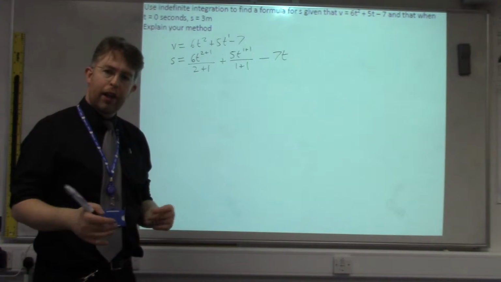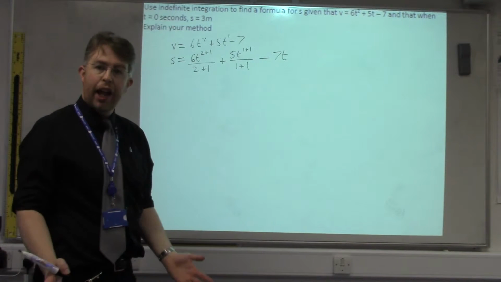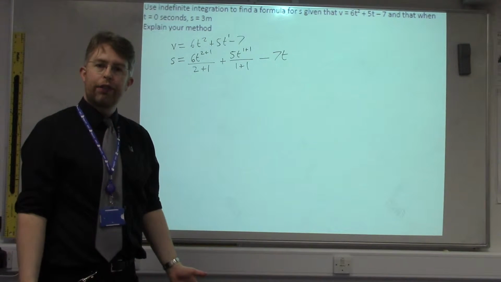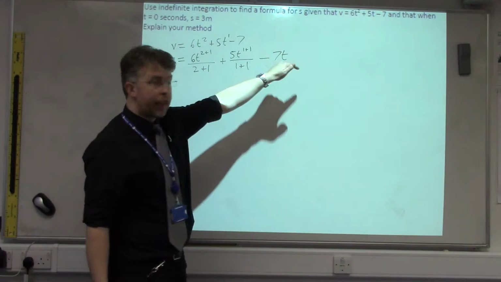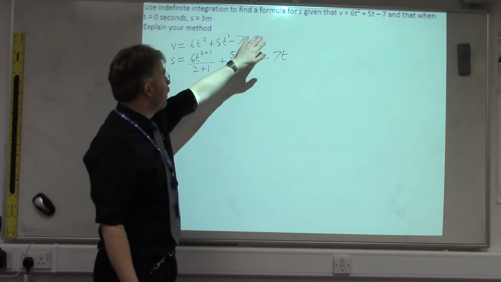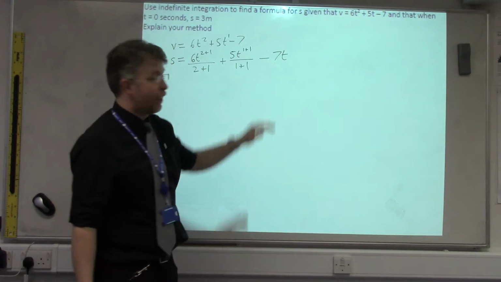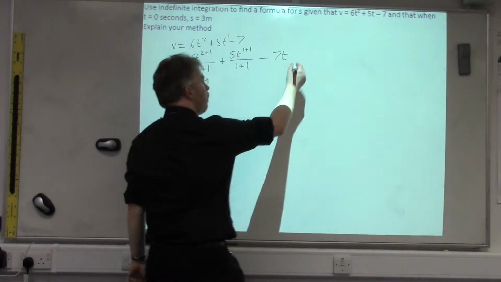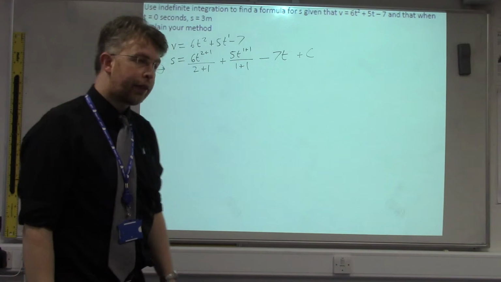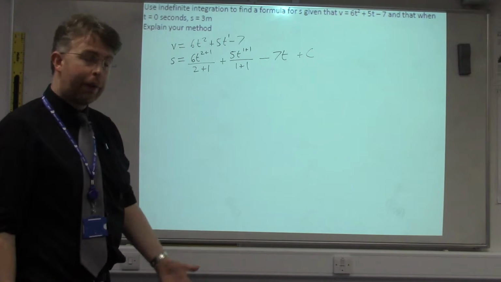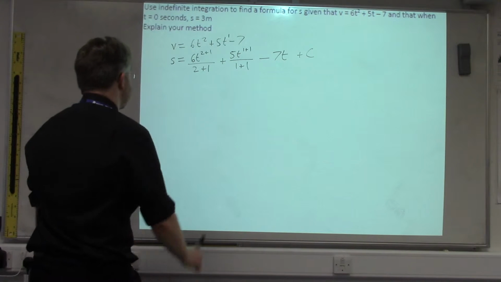Where we had a number, be it 1,000,000, 1, 2, 5, minus 6, any of those numbers on its own would differentiate to 0, so it would disappear. So when we're integrating, going the opposite way, we have no idea what the number was that differentiated to nothing. So what we do is we put a plus c at the end. We then use extra information given in the question to find out what that c would be.